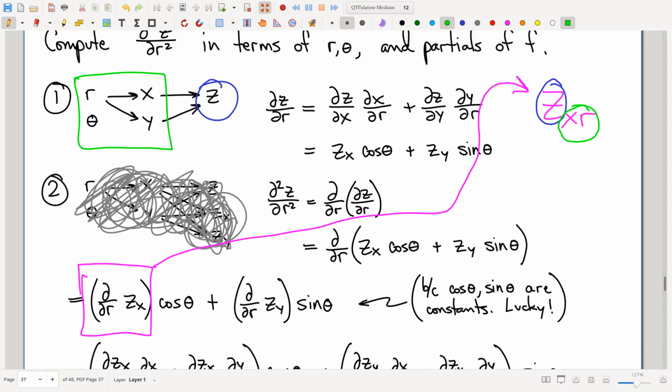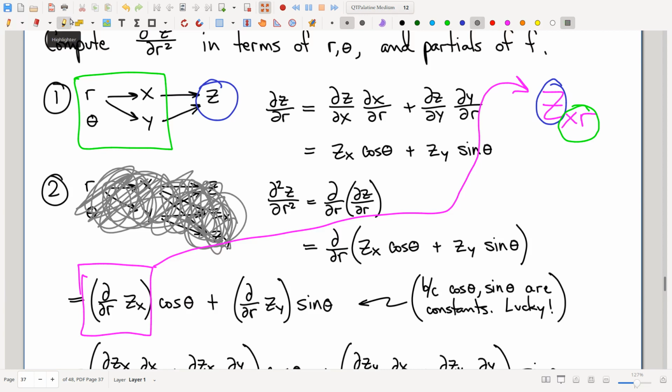Now, I can view z as being the output from my second multivariable function, in which case the inputs are x and y. Or I can view z as being the output of the composition, in which case the inputs are r and theta. Either of those is fine, but you can't say z is a function of these 4 independent variables because they're not independent.